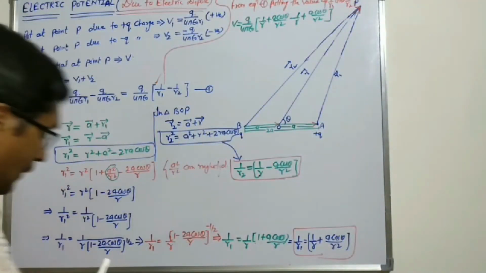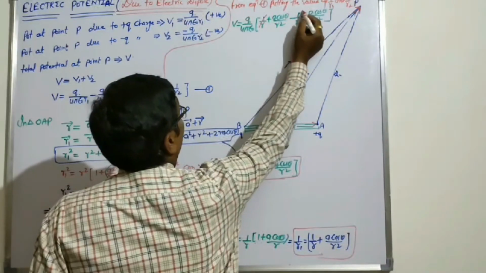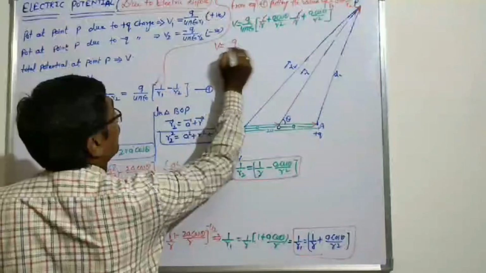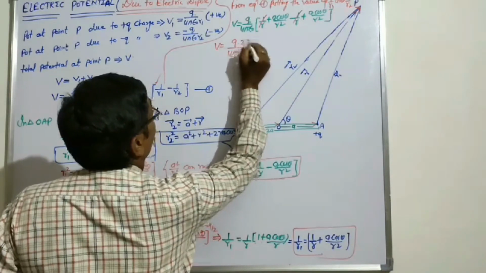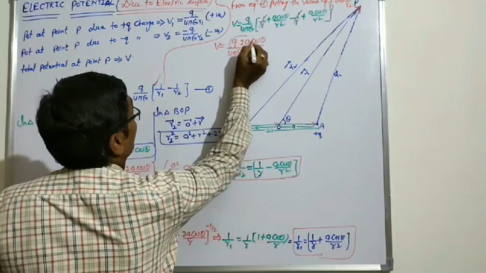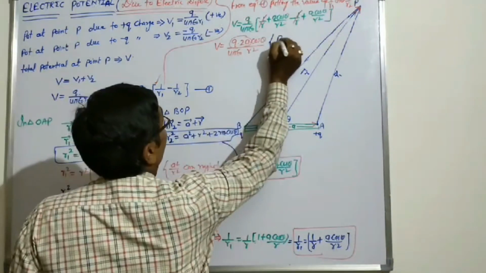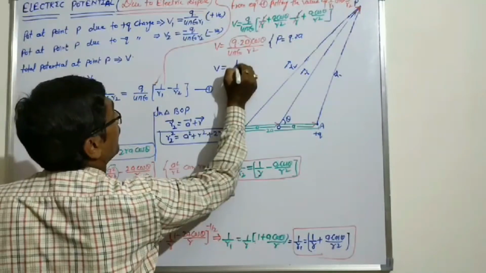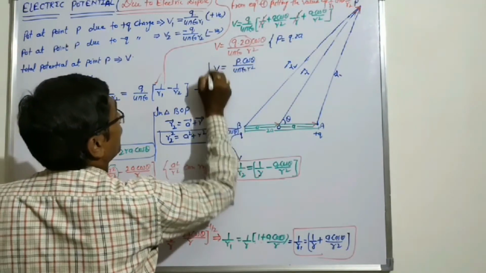Okay, so 1 by R is cancelled out. So we get V equals Q upon 4 pi epsilon naught, A cos theta plus A cos theta, 2A cos theta upon R square. So Q into 2A equals P, which is the dipole moment. So we can write P equals Q into 2A. Now the electric potential due to an electric dipole is P cos theta upon 4 pi epsilon naught R square.